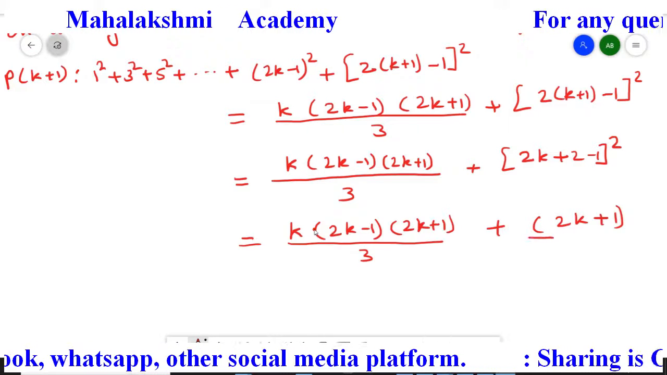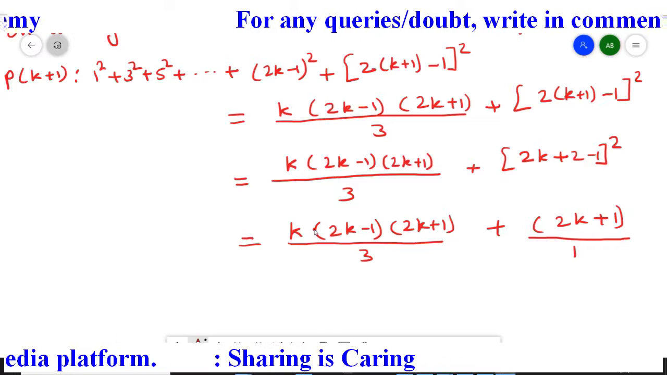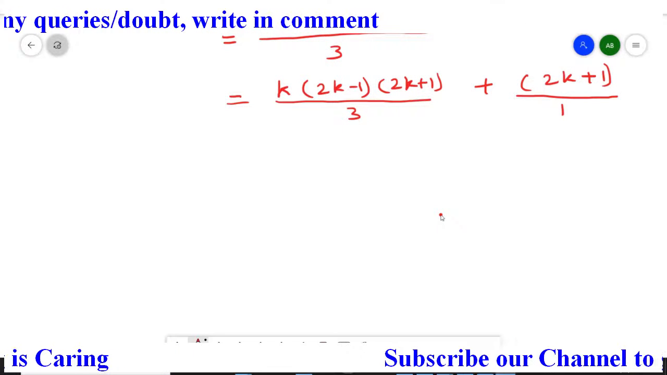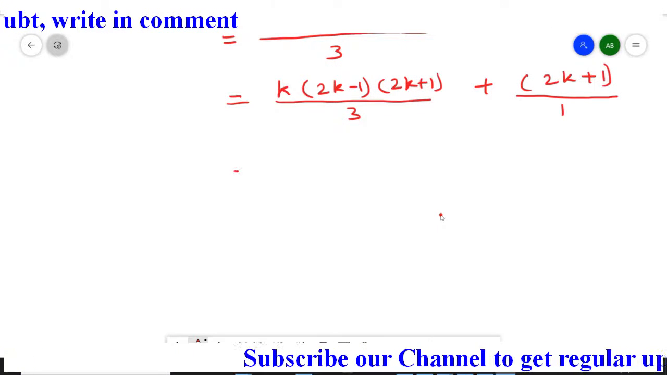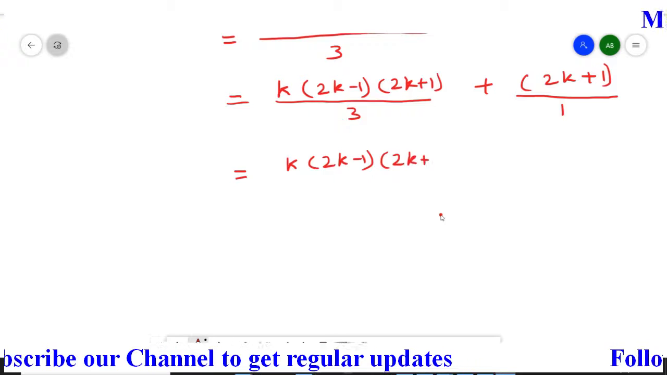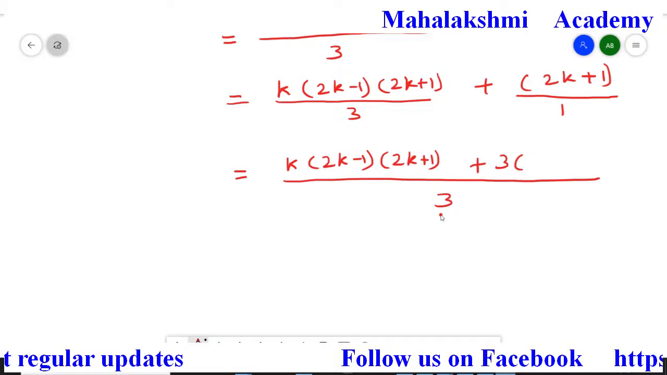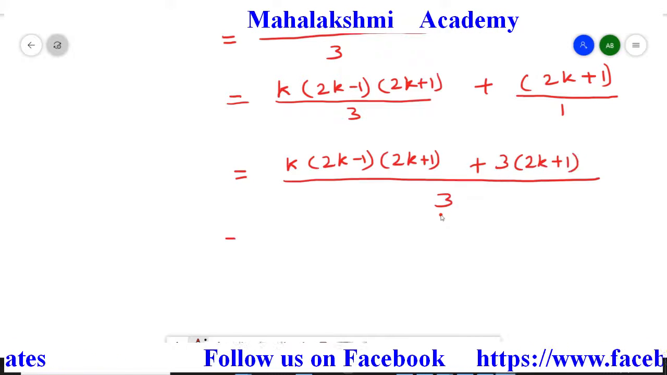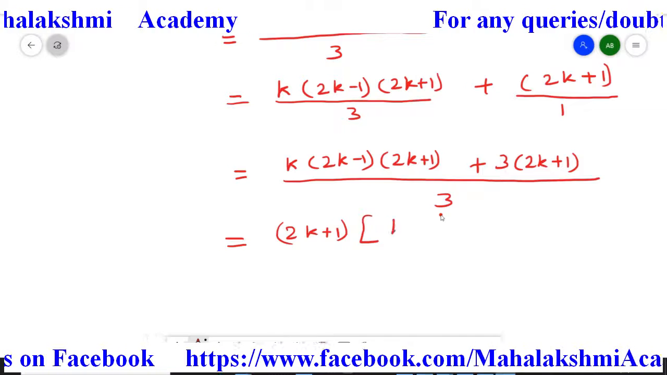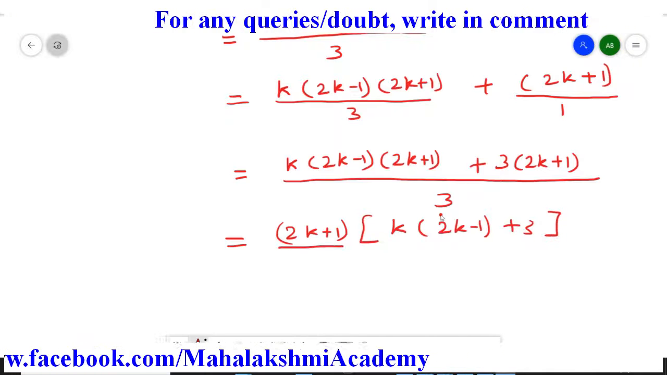Now here we'll write down 1 and I'm going to take the LCM. Before that, we can see that this bracket is the same. So we can take the bracket common, or first take the LCM and then take it common, that is better. So it's going to be k(2k minus 1)(2k plus 1). Since we are taking the LCM, the LCM is 3, plus 3 multiplied by (2k plus 1). Now in both the terms 2k plus 1 is common, so take it common. Now we remain with [k(2k minus 1) plus 3] divided by 3.